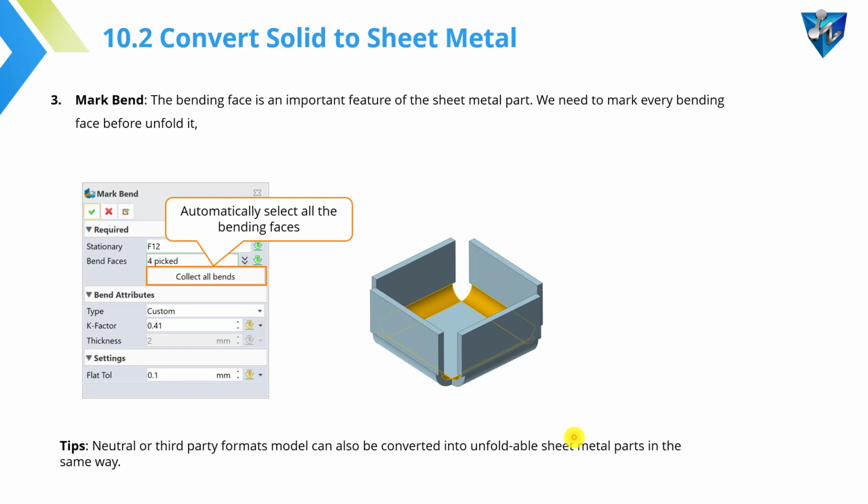And the last step is mark the bend. Before you mark it, they are just inner and outer fillets, no bending attribute at all. So it's not possible to unfold it. So this is where we can use the mark bend command to do so. And a little tip here is, for neutral or third-party format models, we can also convert them to unfoldable sheet metal parts in the same way.